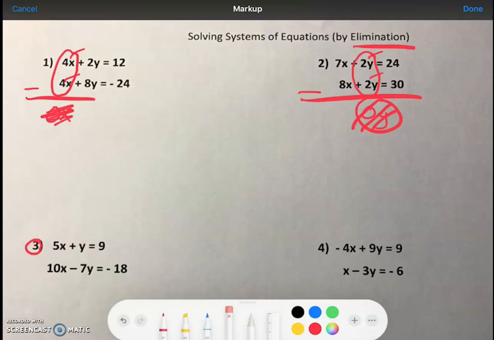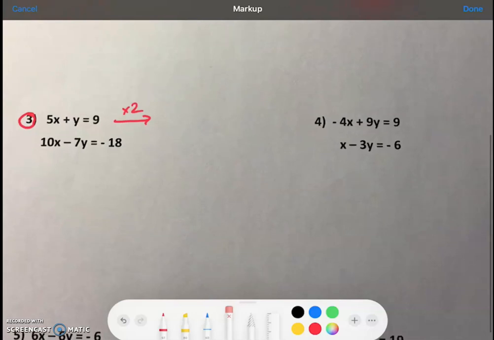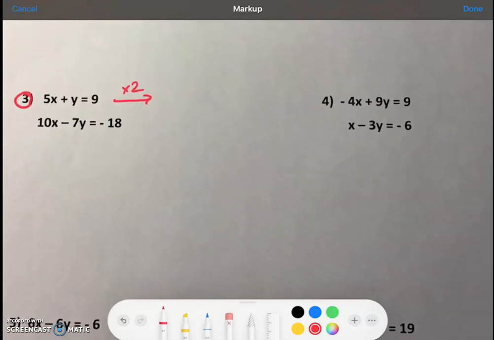So what I'm going to do here for number 3 is make this coefficient 5 match this coefficient 10. You're looking for the lowest, kind of like the lowest common denominator. Between 5 and 10, it's going to be 10. So what you're going to do here is multiply the top one by 2. Everything on the top needs to get multiplied by 2. This will turn into 10x plus 2y is equal to 18.